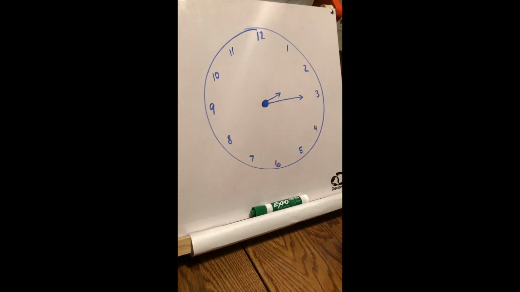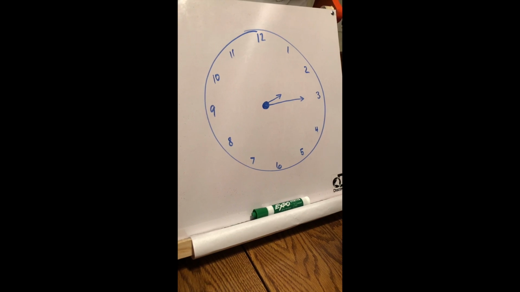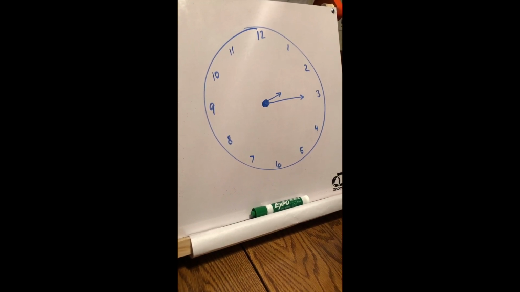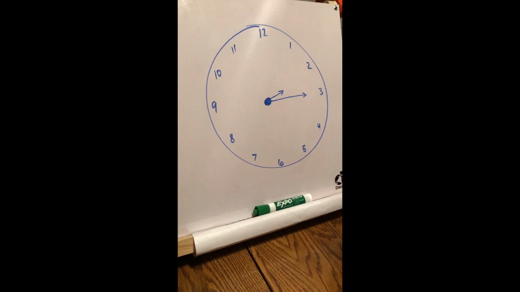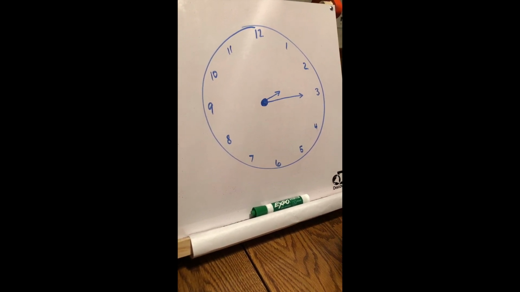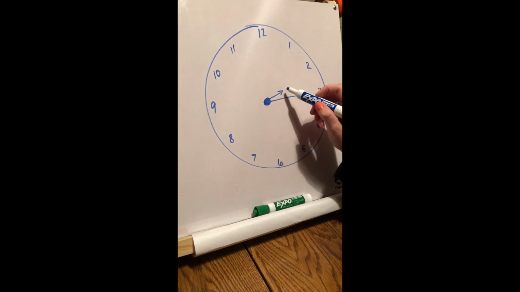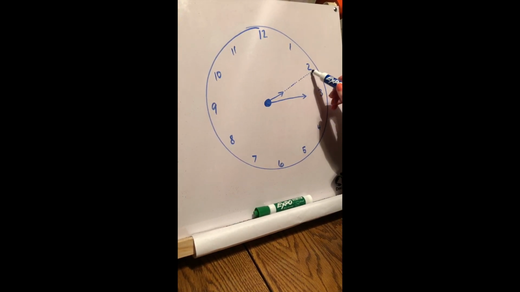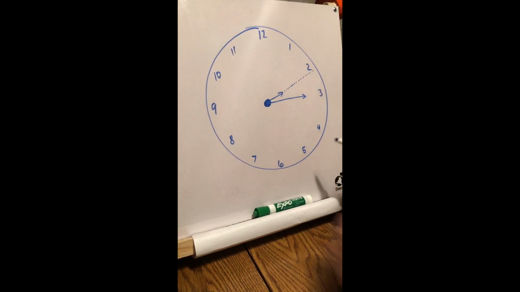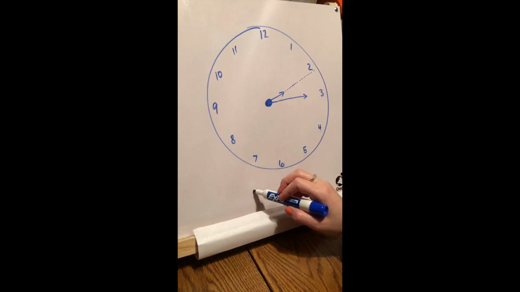Hey kiddos, page 4 of your week 2 packet is telling time. So what we have here is an analog clock. So we know that we are telling the time on an analog clock. We need to look for our short hour hand first. So if we look at our short hour hand, if we would just extend this, we would see that it is pointing right after the 2. So we know that our hour is 2.